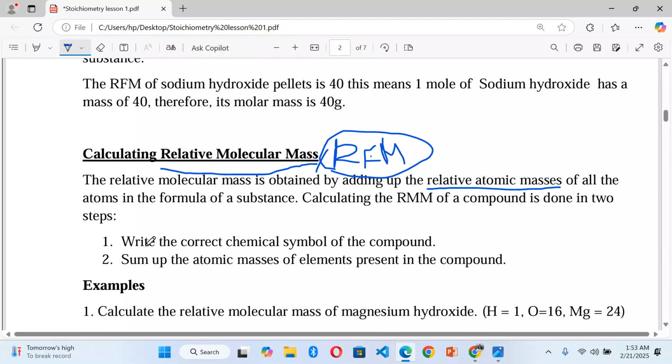So we have these 2 steps. Number 1, write the correct chemical symbol of the compound. So when we are calculating the relative molecular mass of any given compound, the first thing is to write the correct chemical symbol. Then number 2, we sum up the atomic masses of elements present in that given compound. Let's have an example to try out.